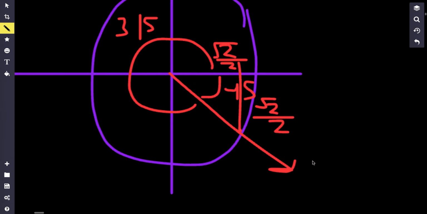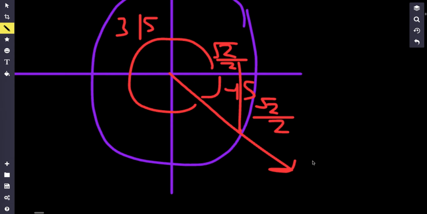So now just take this value divided by this value, because remember, we're trying to find out tangent. We're trying to find out tangent of 315. Tangent is sine over cosine. So in this case, sine over cosine, once you do this, you'll get negative 1, which is tangent of 315.